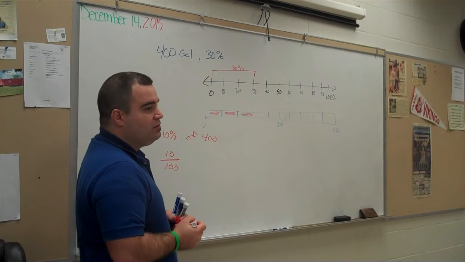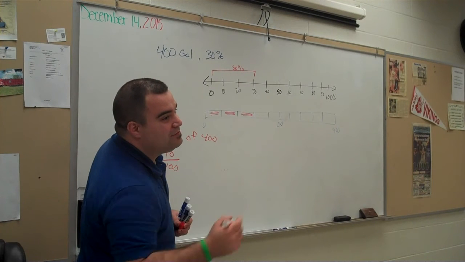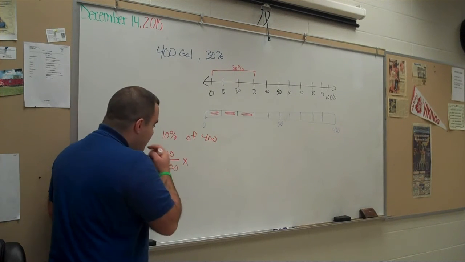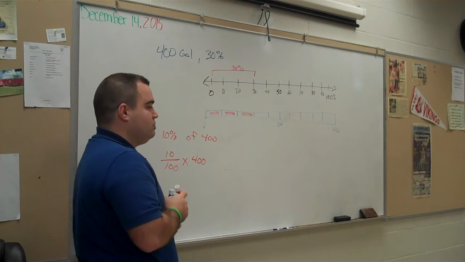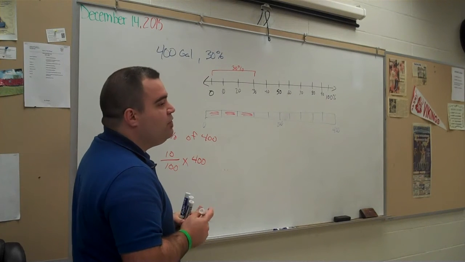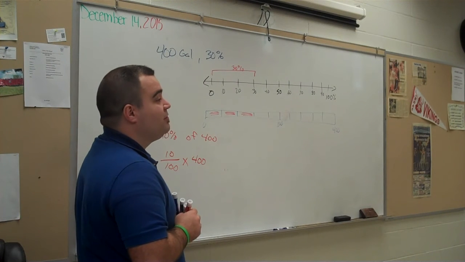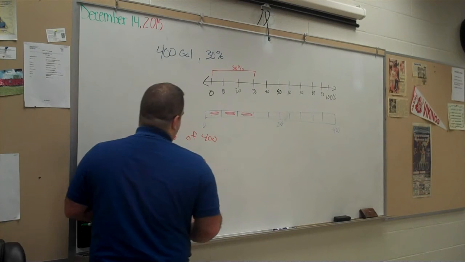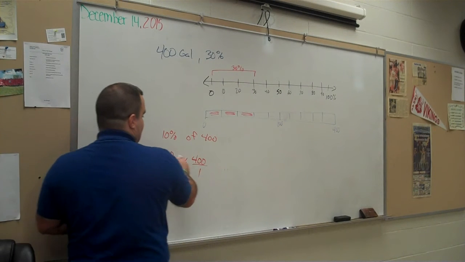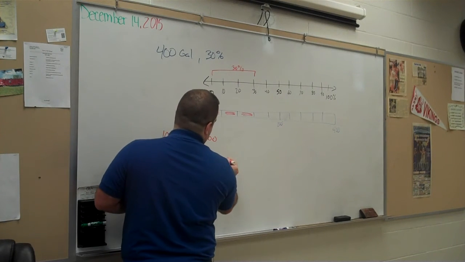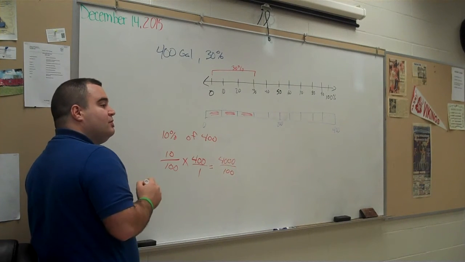What does the word of mean? You don't know? Multiply. 10 over 100 times 400. If I give you a whole number, and we're talking about fractions, that whole number is always over 1. Do you know how to multiply fractions? I hope so, because we did this. You just go straight across. What's 10 times 400? 4,000. And then that's 100. 4,000 over 100. Are we dividing?